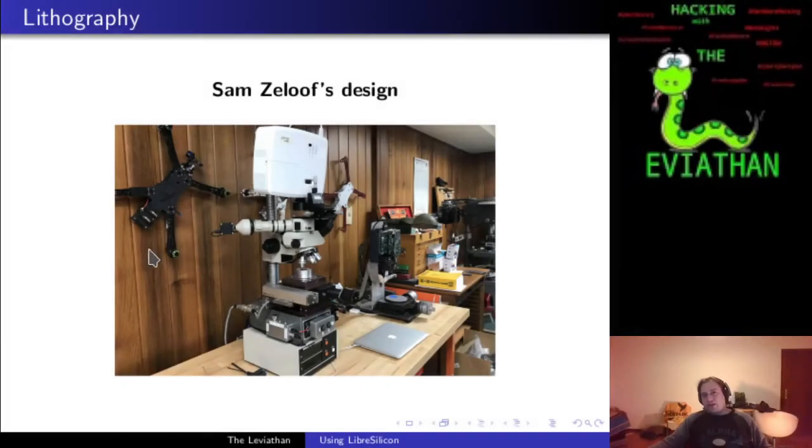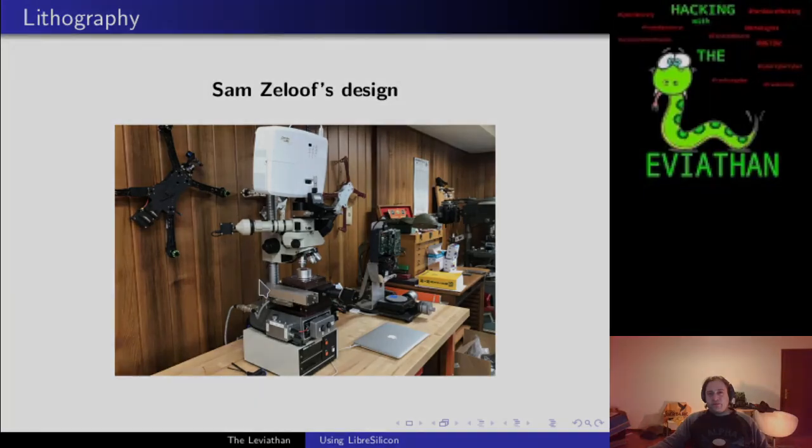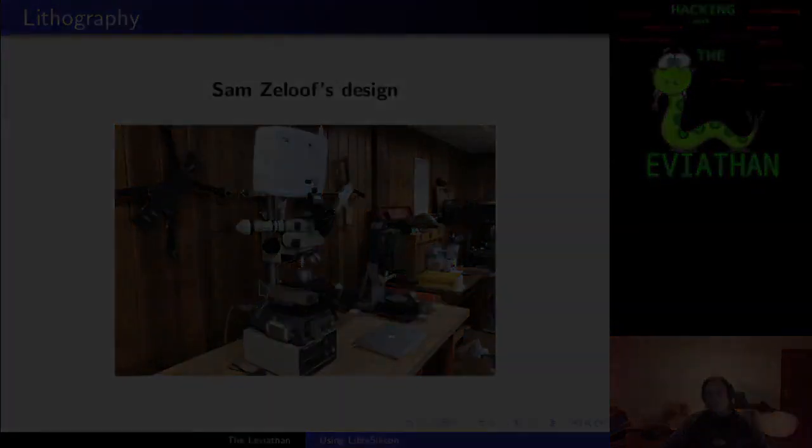As a matter of fact, Sam Seeloff did build his own maskless stepper aligner, hooking up a projector to a microscope. We at Libresilicon are right now working on a maskless stepper aligner design inspired by Sam Seeloff's design, just that our design will be more integrated and with parts which can be reordered easily.